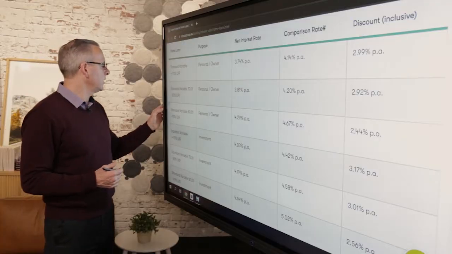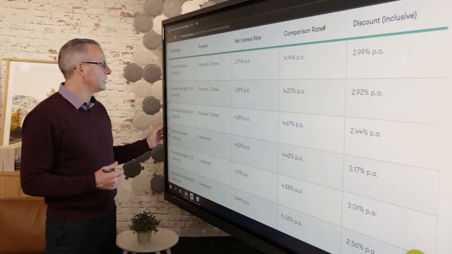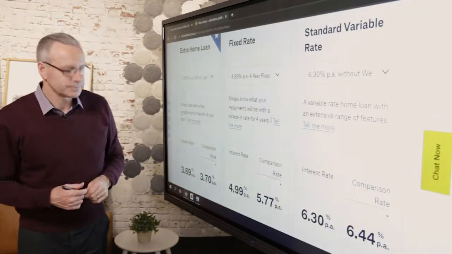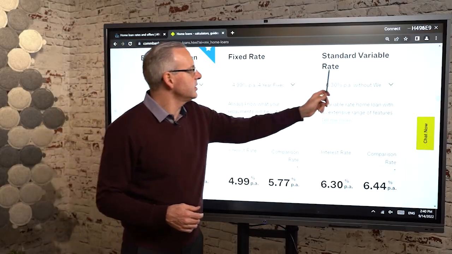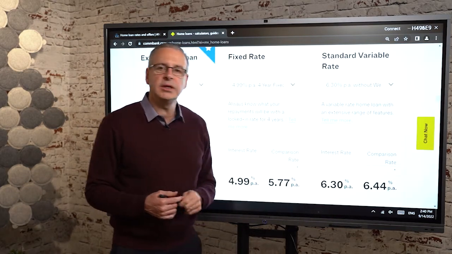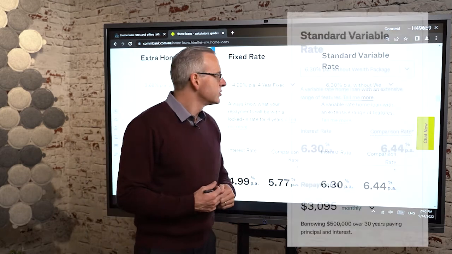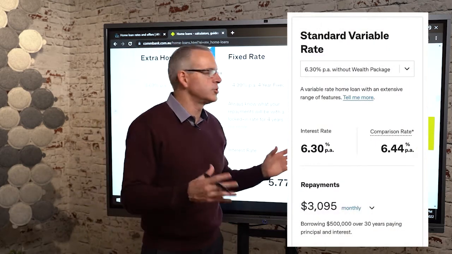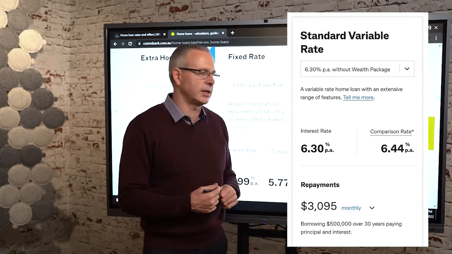Now let's take a look at another lender and let's see what their standard variable rate is showing. So let's look at CBA. And we can see here their standard variable rate on a principal and interest loan is actually 6.3. And that's without any wealth packages or professional packages where you start to see some of those discounts take shape.